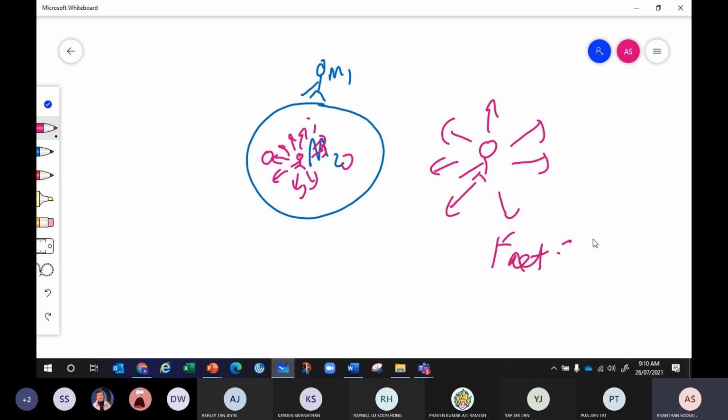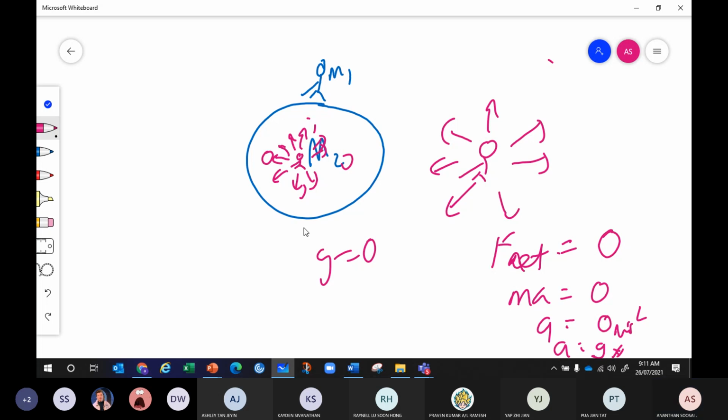Net force. Force up is the same as force down, force right is the same as force left, because you are surrounded by the same mass. So what happens to your net force? Net force becomes 0, right? When net force is 0, ma equals 0, so acceleration will be 0 meters per second squared. Your a in this case is your gravity. So at the center, your gravity will become 0 because you are surrounded by mass.